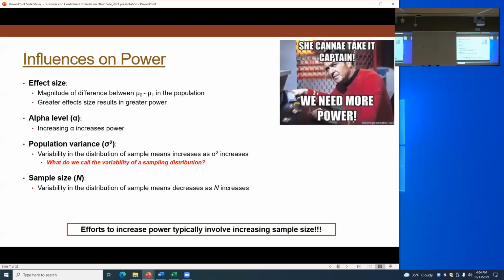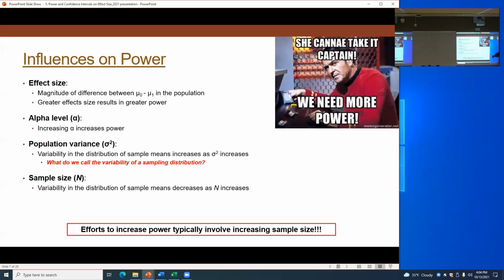Okay, so almost always our efforts to increase our power are typically going to involve increasing our sample size. Because we can't screw around with alpha. Generally, there's not much we can do with population variance, although we can if we start to get better estimates and better measurements. The variability just due to random garbage is going to decrease. So our methods can help there to some extent.